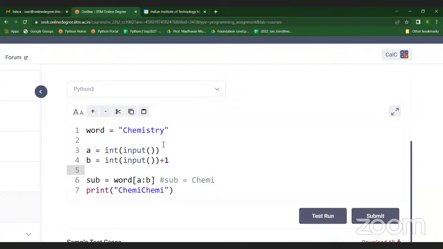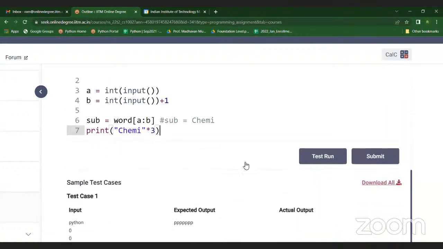Sir, my question is, how can I repeat a string a number of times? Suppose here you print CHEM 3 times. If I want to repeat a particular string 5 times, how do I do that? You can just multiply that string by a number. So you have this CHEM, right? 3 into CHEM will repeat it 3 times. If you have CHEM into 3, then it will print CHEM 3 times. Let me just test it.